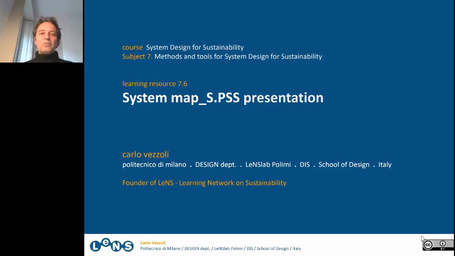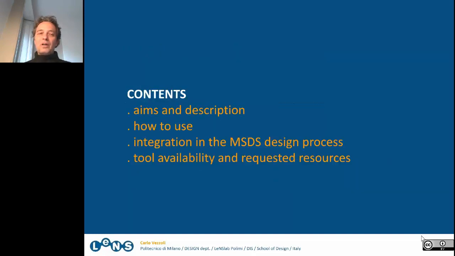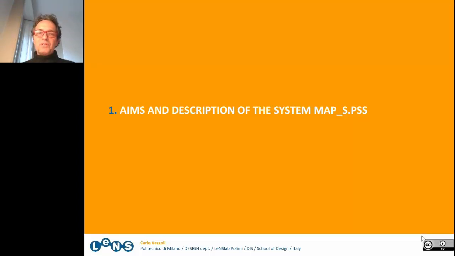Hello, we are going now to present the system map tool. Actually, a system map that has been developed to be well used when describing sustainable product service systems and eventually applied to distributed economy. We will see the aim description, how to use it, the integration in the MSDS design process, as well as the system map availability and requested resources.